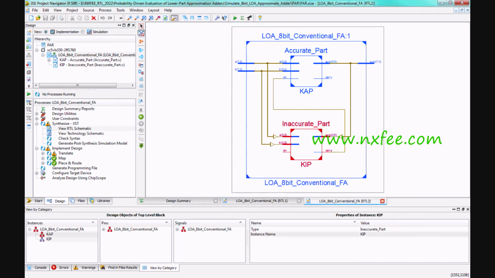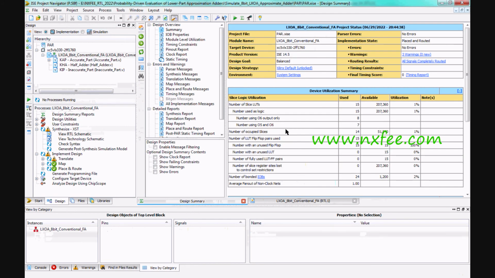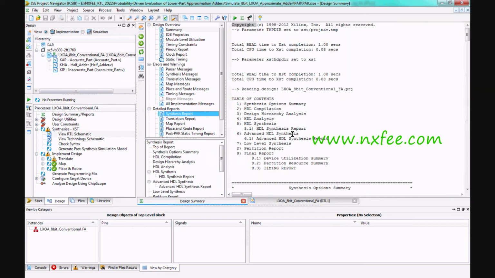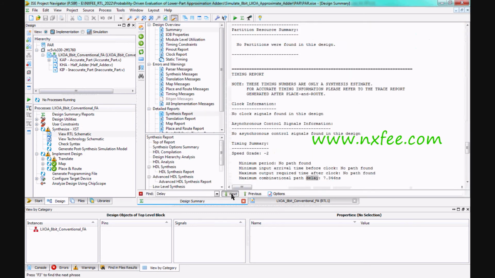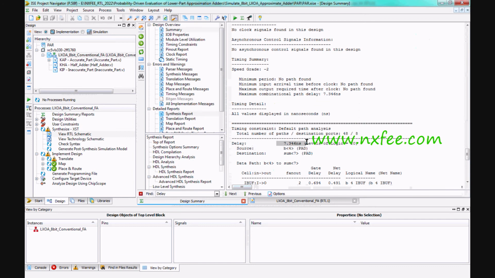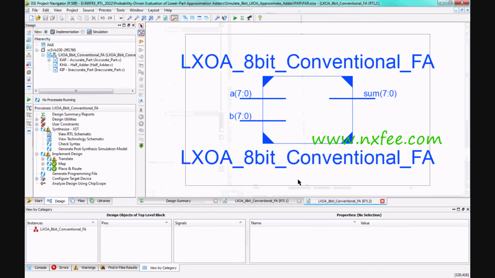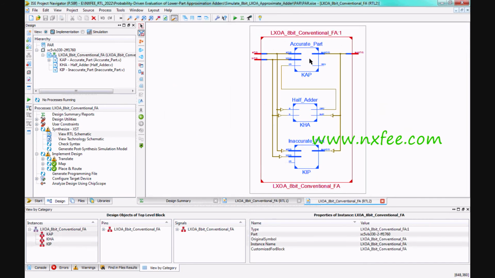Okay, and next one is LXOA. So here you can check it: number of slice registers 15, occupied slices 14, IOB equal to 24, and in the synthesis report you can check delay equal to 7.346 nanoseconds. Okay, you can check the RTL schematic. This is the RTL schematic. It will be present with the accurate part, half adder and inaccurate part.